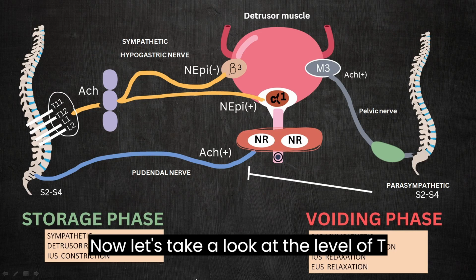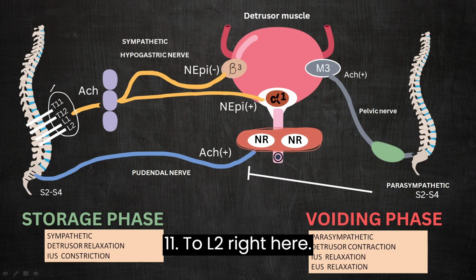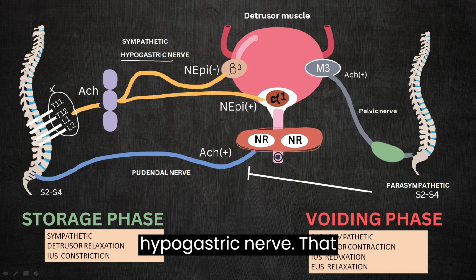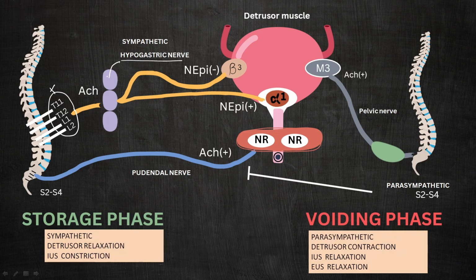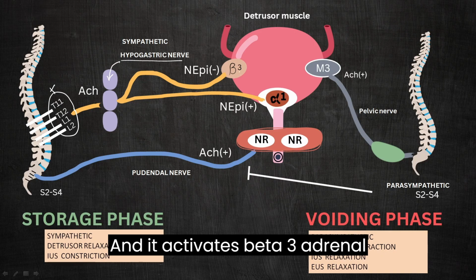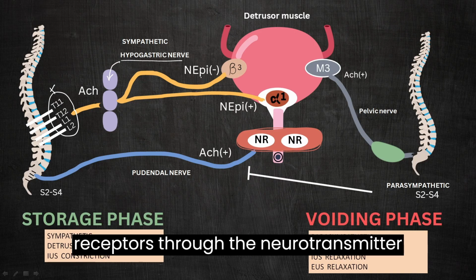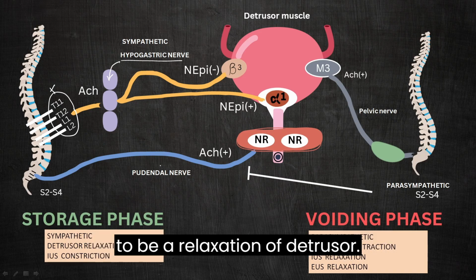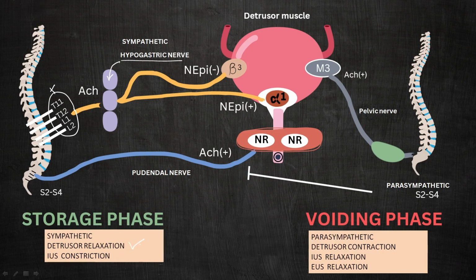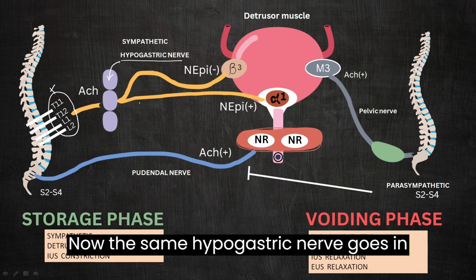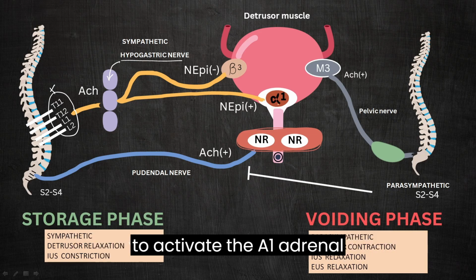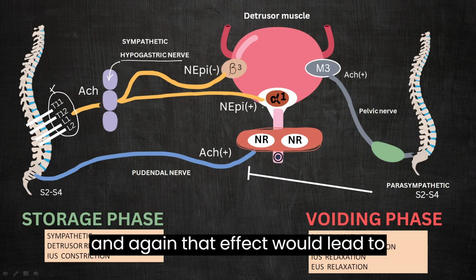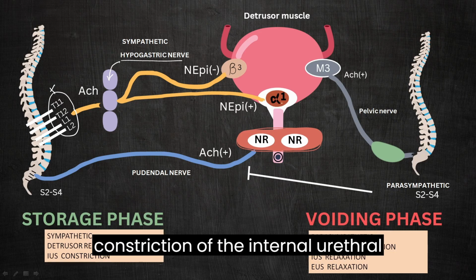Now let's take a look at the level of T11 to L2 right here. We have the sympathetic nerve called the hypogastric nerve that comes out of the sympathetic trunk, and it activates beta-3 adrenal receptors through the neurotransmitter norepinephrine. When norepinephrine activates these receptors, there is going to be a relaxation of the detrusor. Now the same hypogastric nerve goes in to activate the alpha-1 adrenal receptors through norepinephrine. And again, that effect will lead to constriction of the internal urethral sphincter.